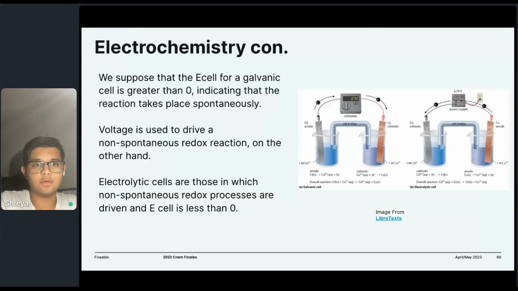Yeah. So for a galvanic cell, we separate the anode and the cathode, and basically electrons will be going from the anode to the cathode, and there will be a salt bridge in between the two separated areas, and the voltage will be used to drive a non-spontaneous redox reaction.